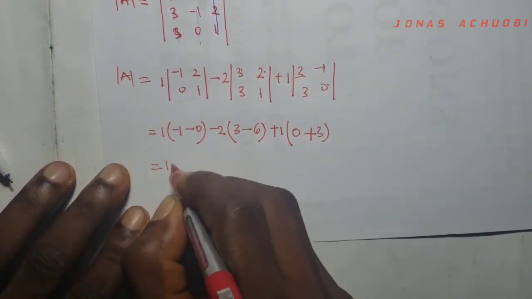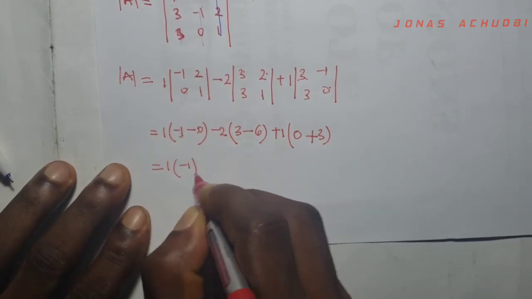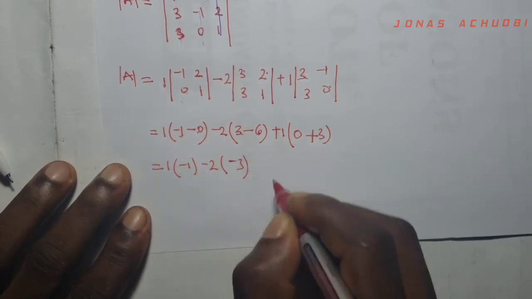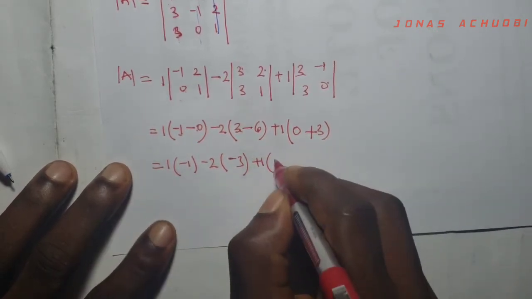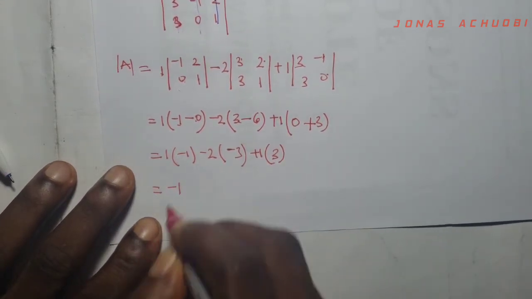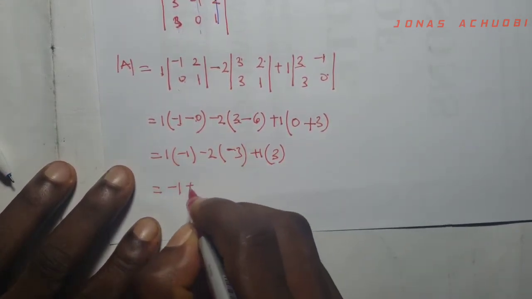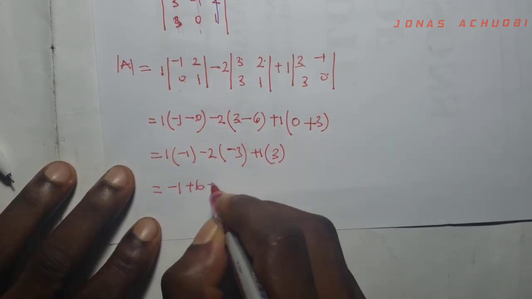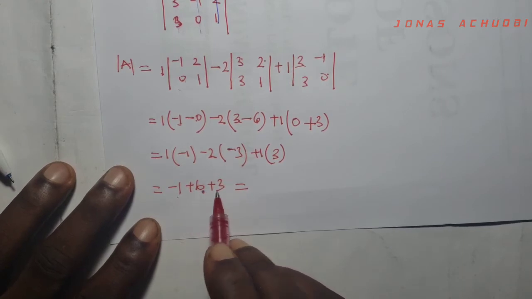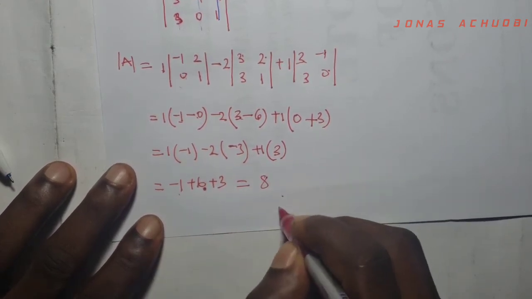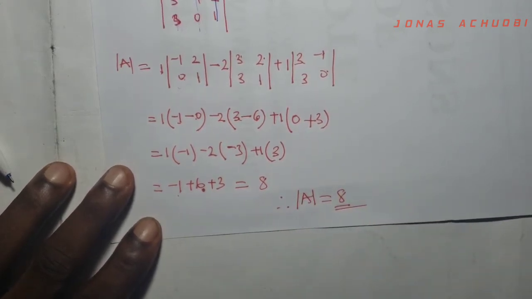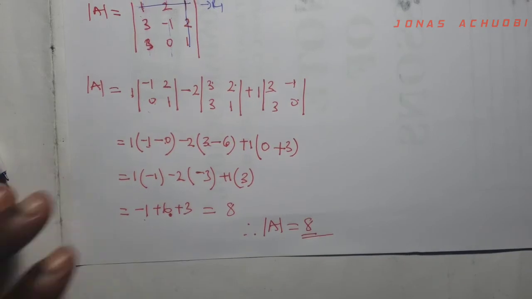So that becomes 1 times -1 minus 0 is -1, -2 times 3 minus 6 is -3, right? And then plus 1 times 0 plus 3 is 3. So this becomes 1 times -1 is -1, -2 times -3 is plus 6, 1 times 3 is 3. And what is that? -1 plus 6 is 5, 5 plus 3 is 8. Therefore, the determinant of matrix A is 8, a 3 by 3 square matrix.